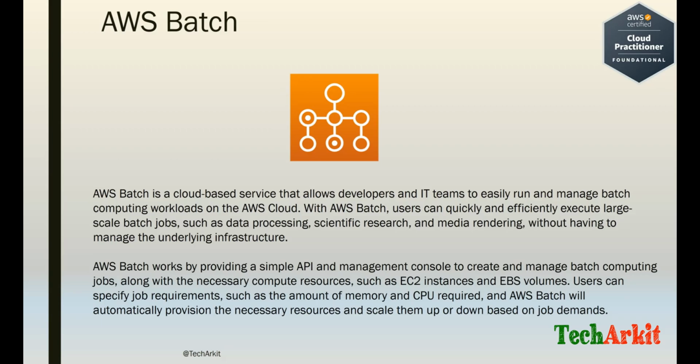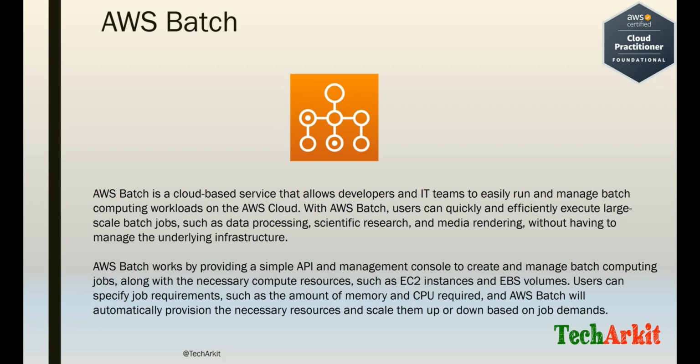AWS Batch works by providing a simple API and management console to create and manage batch computing jobs, along with the necessary compute resources such as EC2 instances and EBS volumes. Users can specify job requirements such as the amount of memory and CPU required, and AWS Batch will automatically provision the necessary resources and scale up or down based on the job demand. So this is a great feature: you just specify how much CPU and memory you want, and it will automatically scale to that level.